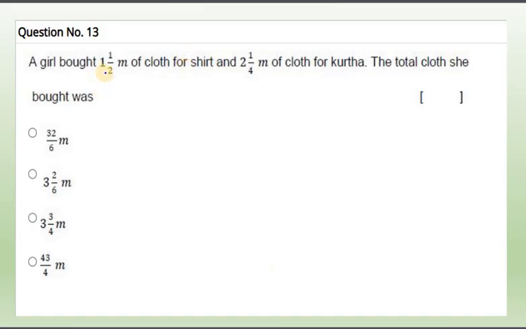A girl bought 1.5 meter of cloth for a shirt. For the shirt, how much did she get? 1/2 meter. For the kurta, she bought, this is an 8th class question, I think 8th class or 6th class, the cloth is 2 1/4 meters. The total cloth she bought was. So what is the total cloth? Simply we have to do the total of this.